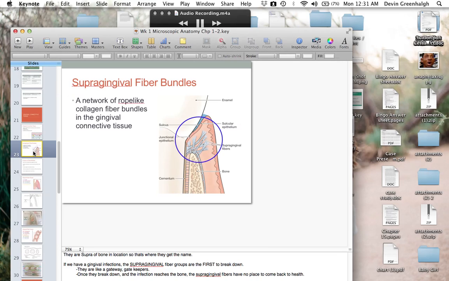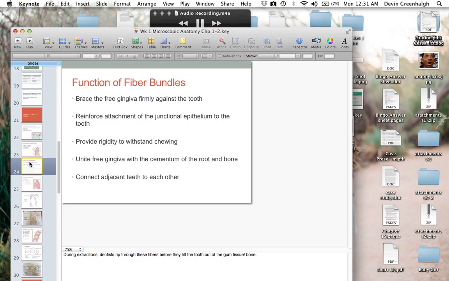What's the function of fiber bundles? What do fiber bundles do? They brace free gingiva against the tooth. They reinforce attachment of the junctional epithelium to the tooth. They provide rigidity and withstanding of chewing. They unite free gingiva with cementum and connect adjacent teeth together.